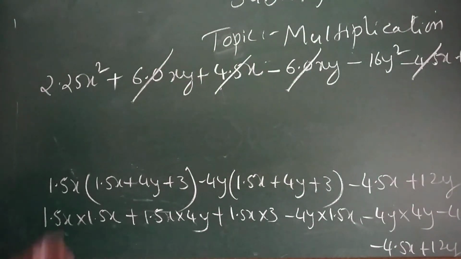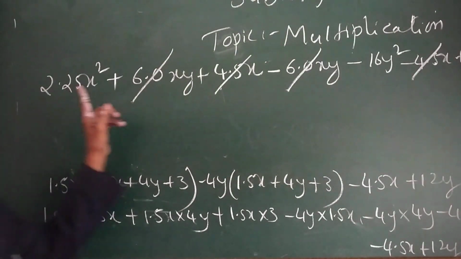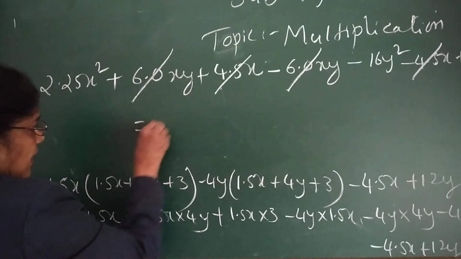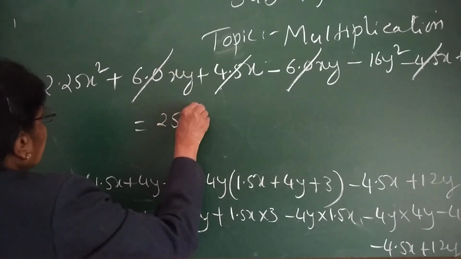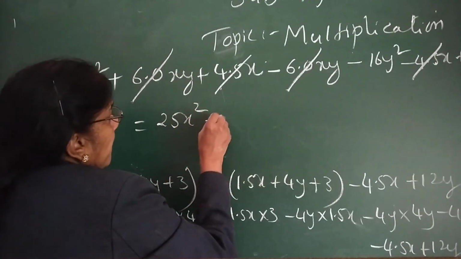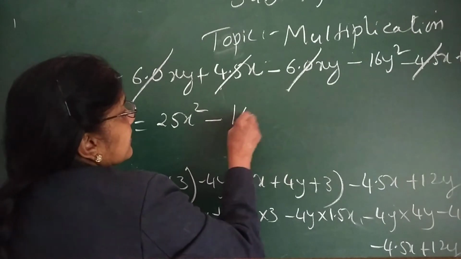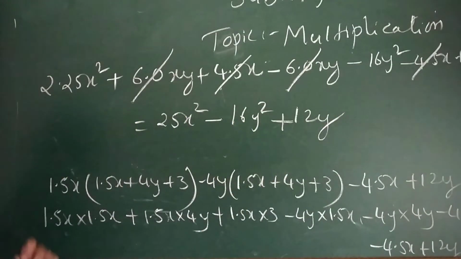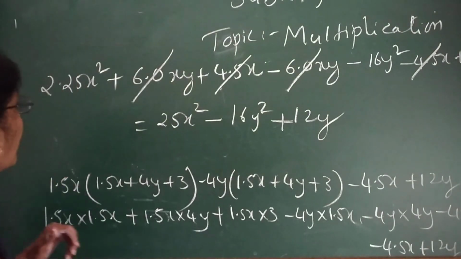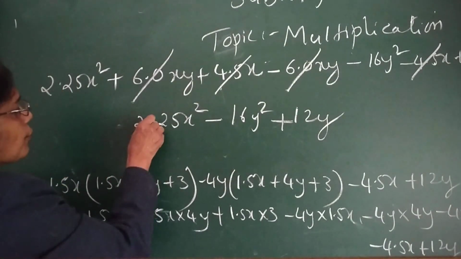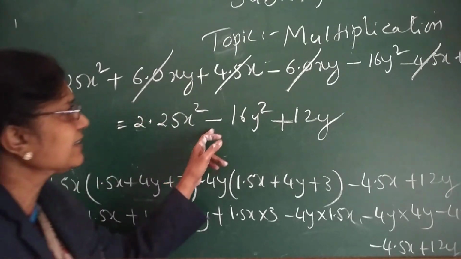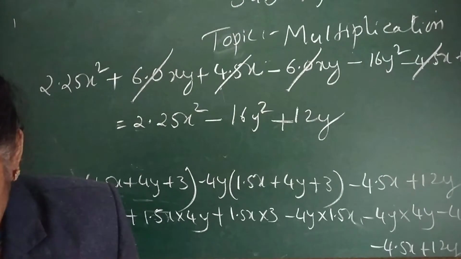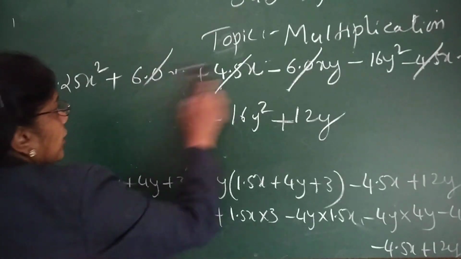So what remains? 2.25x square minus 16y square plus 12y. So your final answer is 2.25x square minus 16y square plus 12y. This is your answer. So we came to know how to do this. So this ends our exercise 6.4.